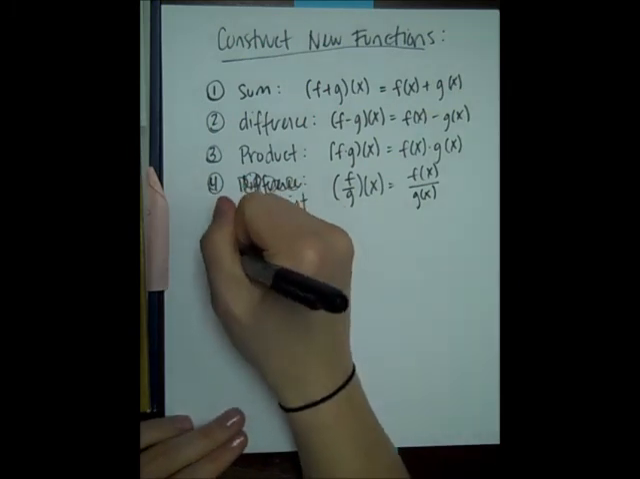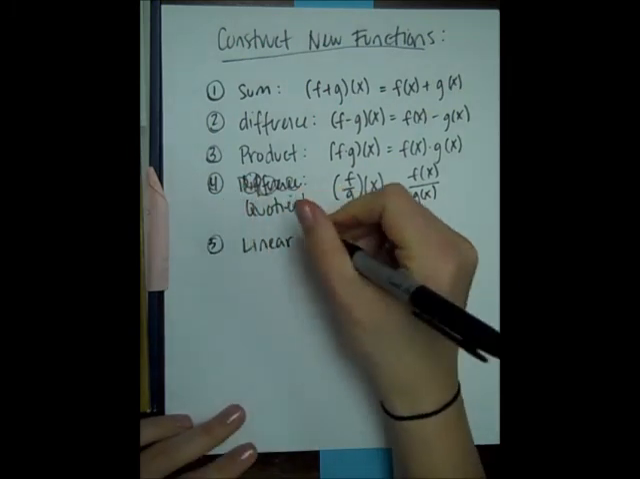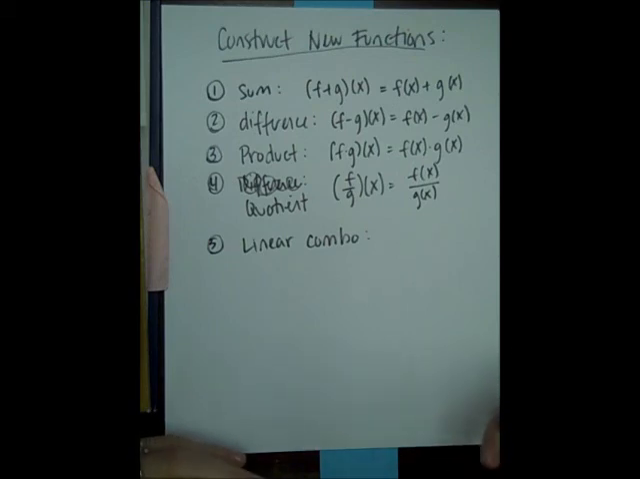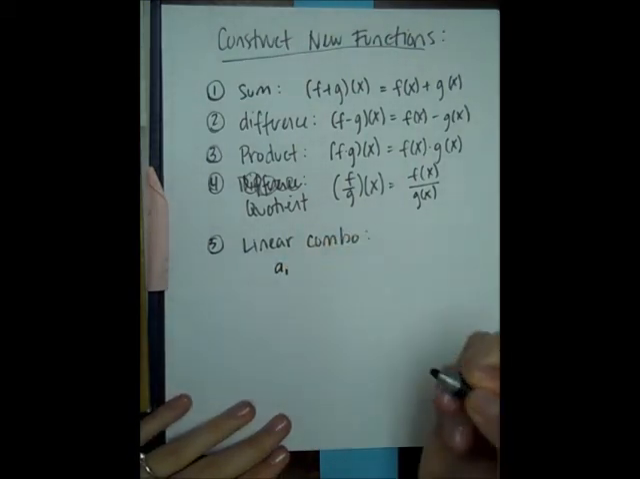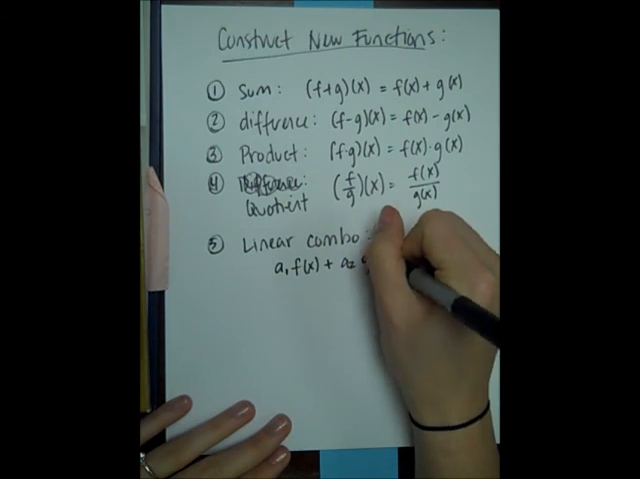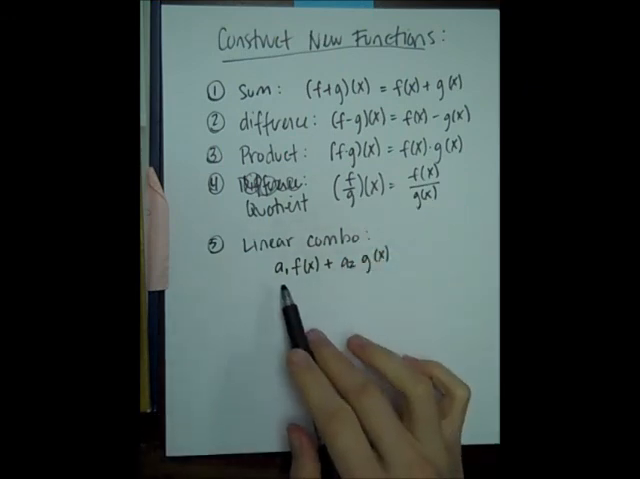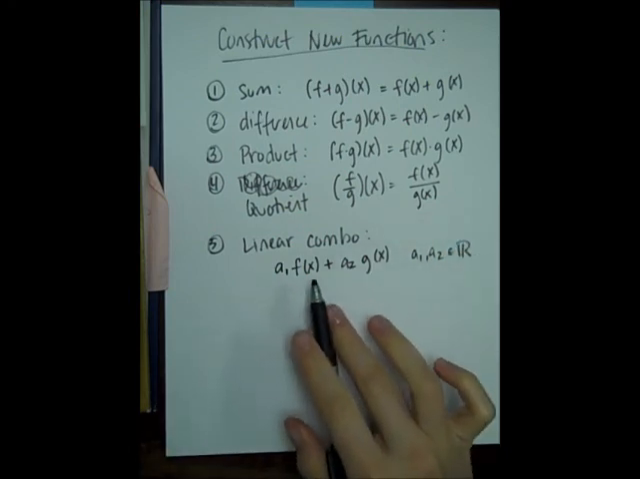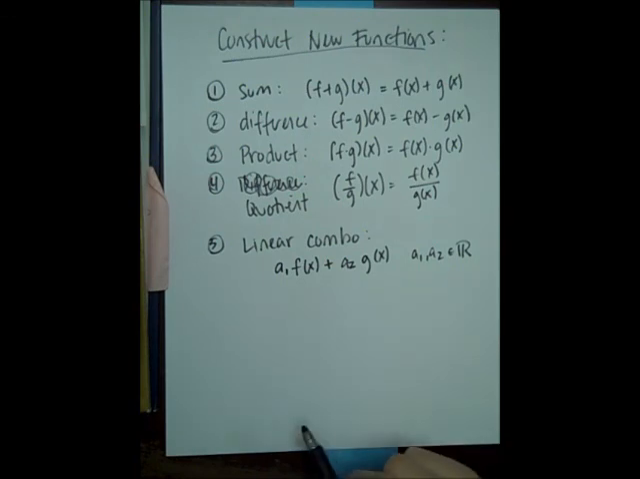Another thing I could do is take a linear combination. What is a linear combination? The word linear means a line. For us, that means you can't square anything. You can only take single powers of f and g. So a linear combination could be something like some constant a1 times f of x plus some other constant a2 times g of x. All we're doing is taking numbers a1 and a2, which are real numbers, putting those in front of our f and g, and adding them together. So this is a linear combination, and we'll do an example of this in just a second.